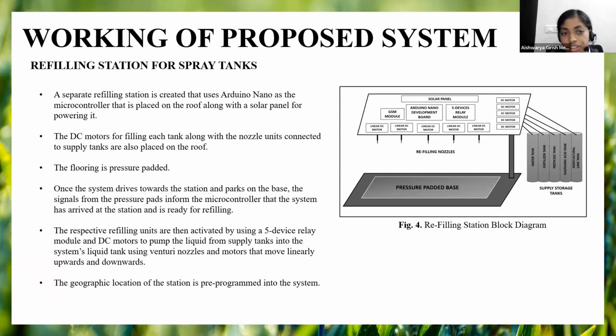And this is the construction of the refueling station for refueling the tanks that are present on the system. And we use an Arduino Nano board for this. And the system actually sends an SMS to the main refueling station about which of the tanks need to be refueled. So once the system comes over here using the GPS module technology, that is the geotagging technology, it immediately refuels the respective tanks using linear DC motors.